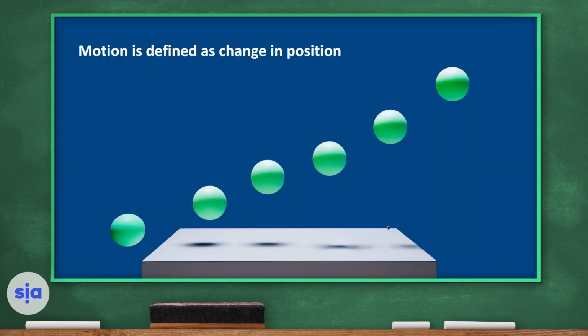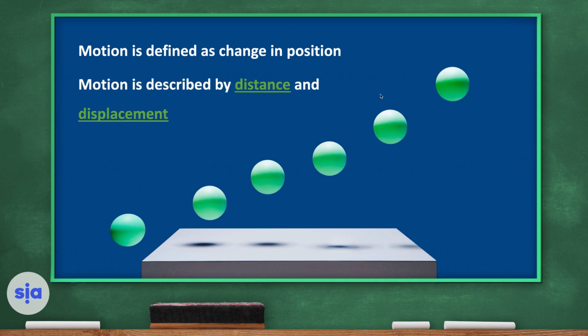Motion is defined as change in position. If the object is changing its position, it's moving. And motion is described by a distance and a displacement. You may think that they are the same, but they are not.